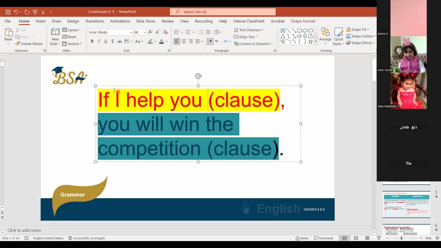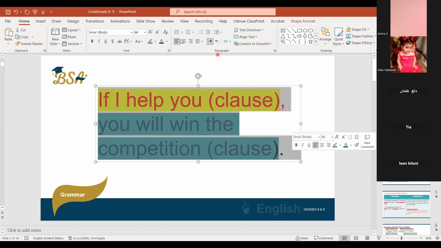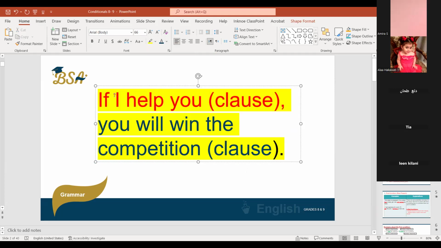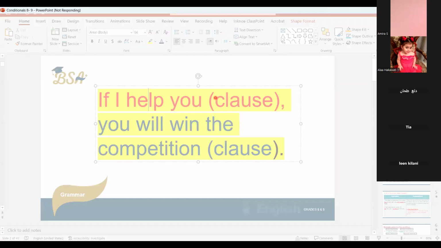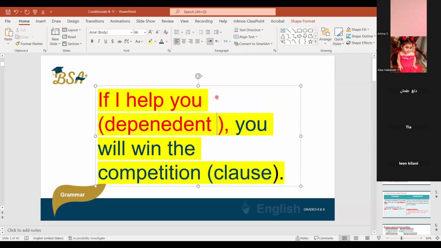Okay, the first one is dependent. It can't stand alone. But the second is independent. It can stand alone. The first one is a dependent clause. What do you mean by dependent? It needs another clause to complete its meaning. So the first one is a dependent clause.